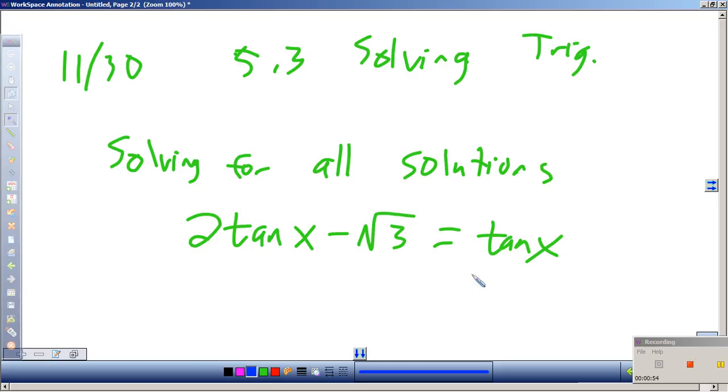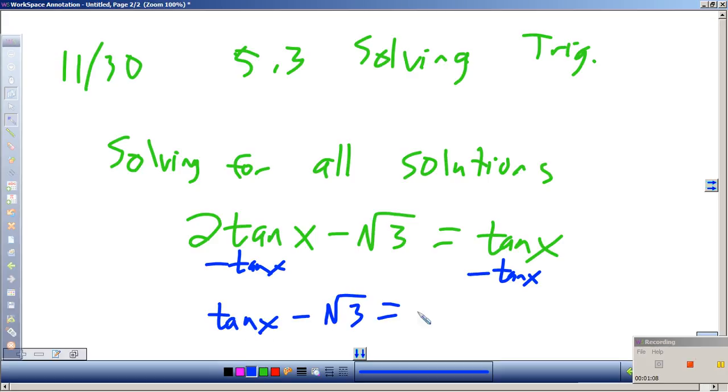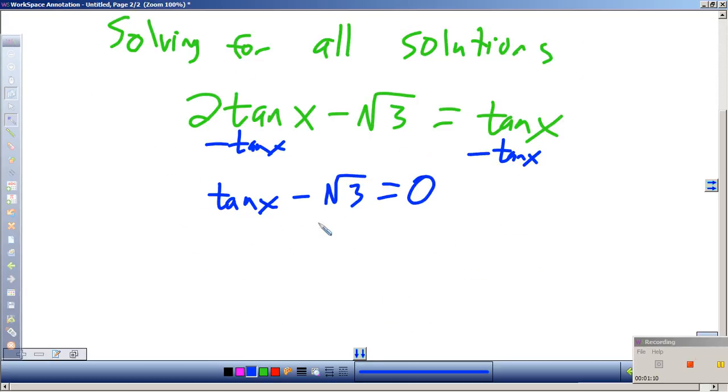Okay, get tangent on both sides. So minus tangent x, minus tangent of x. What's 2 tangent of x minus tangent of x? So tangent x minus root 3 equals what? 0. Okay, then what? Add root 3. So tangent of x equals square root 3.